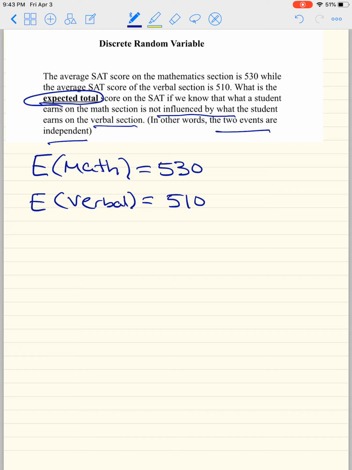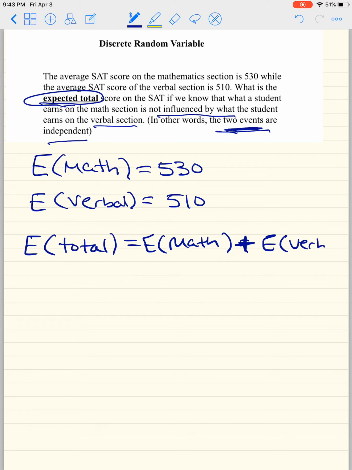Typically, they are dependent. Someone who scores well on the math will also score well on the English, but let's just assume that they are independent. The two events, math and verbal, are independent. What is the total? Well, the total score is just going to be the sum of these two, and that's how easy it is. So it's going to be the expected math plus the expected verbal, and you'll just get 530 plus 510, and that's going to give you 1,040. So that's pretty much how you find the total.